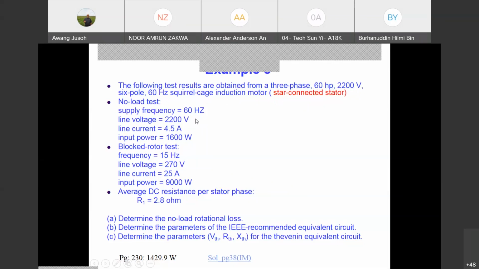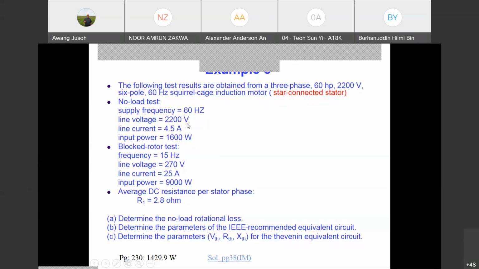From no load test, when we run our motor at no load, that means we apply 2200 volts. We inject 2200 volts and this frequency 60 Hz, this rated voltage and frequency, and this is the line current that flows in the machine. We have star connected stator. That means line current equals phase current, I line to I phase, because star. And input power, this is power consumed during no load test, which is 1600 watts. This is input power used to supply for rotational loss. Okay, this is the data that we got from the no load test.